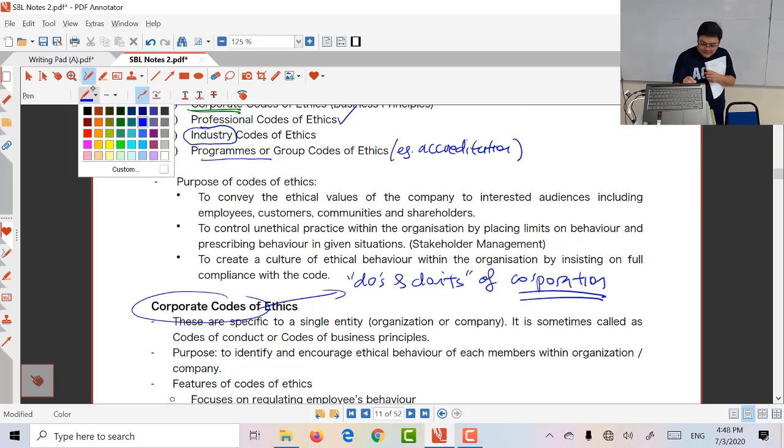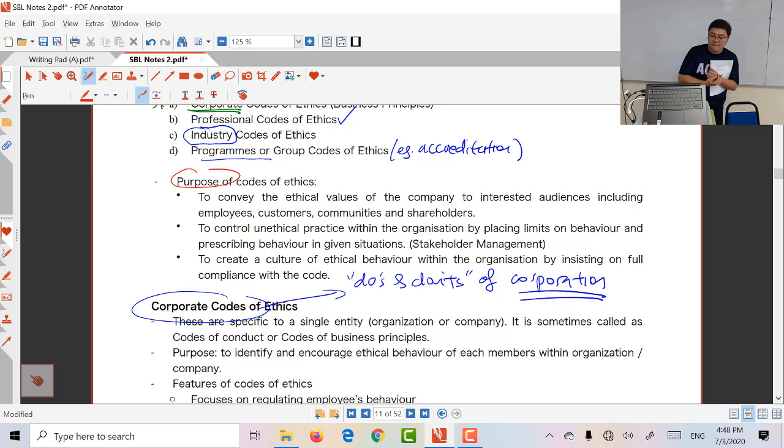Please go to page 111. What is the purpose? Why would you want to even have a code for your business? Why would you want to do something like what Unilever did? For example, one thing they say is they want to communicate their ethical values to all the different stakeholders, to their customers, to their employees, so that they know their values.